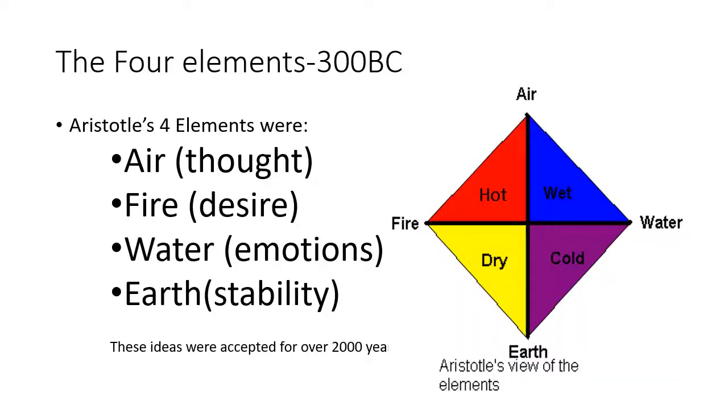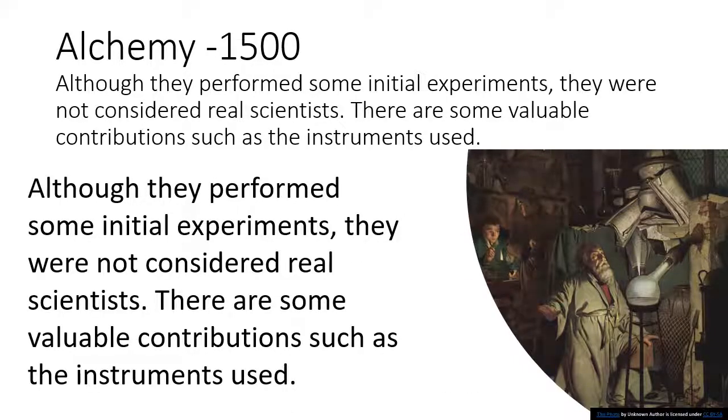So the four elements that Aristotle thought made up everything else were air, fire, water, and earth. And a little typo there, but these ideas were accepted for over 2,000 years. Next is alchemy in around 1500. It deserves a little bit of attention. So it was practiced openly in the 1500s and the 1600s.